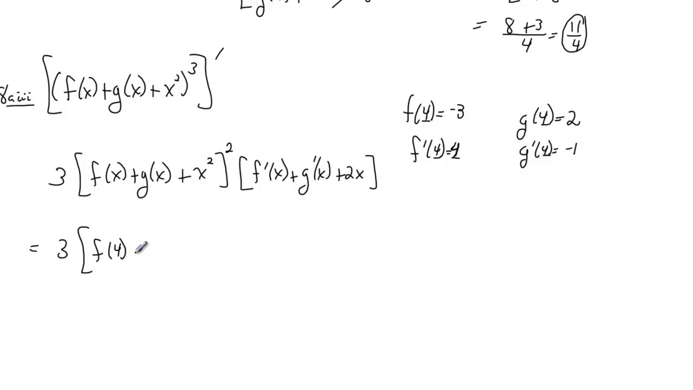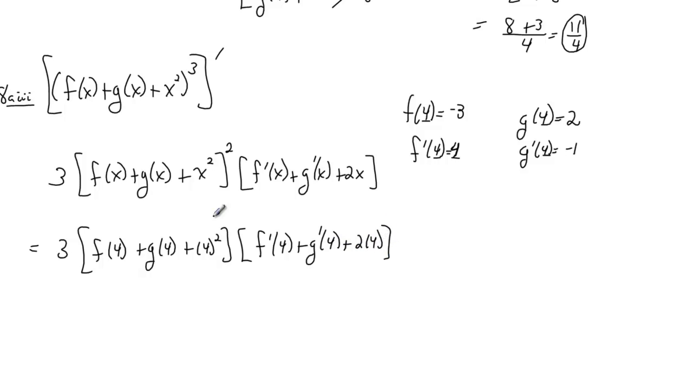This will give me 3 times f of 4. We're plugging in all the values of x we see. We're plugging in 4. Plus g of 4 plus 4 squared, times f prime of 4 plus g prime of 4 plus 2 times 4. Let's keep going. Plugging this in now.